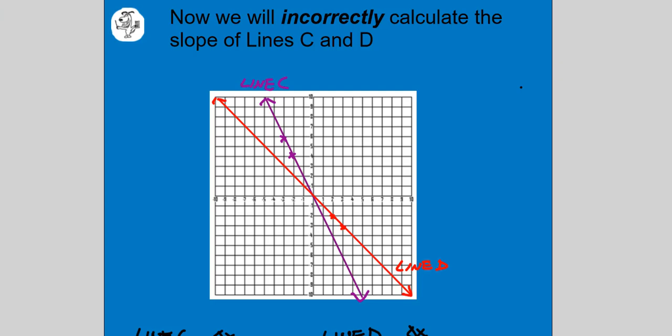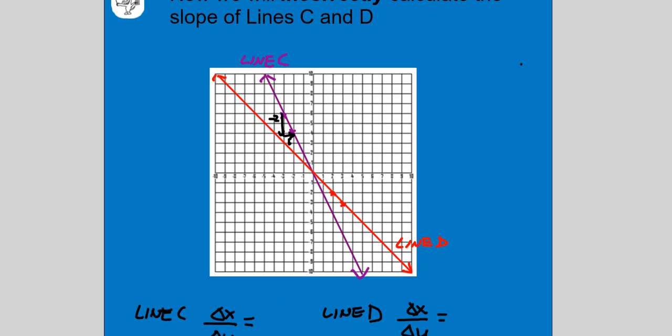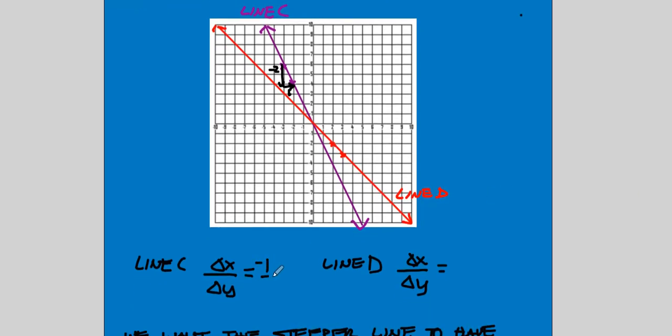Again, now we'll incorrectly calculate these slopes. For C, again, that's a drop of 2 and 1 to the right. But if I calculate it using the change in x over change in y, I get -1/2, which is wrong. For D, it's 1 down, 1 over, so it's going to be the same in this case. You're not going to see the difference. So this is -1/2, and this is -1. According to this, line D has a steeper slope than line C, but that's not what we want.